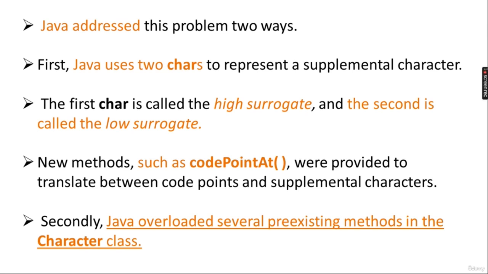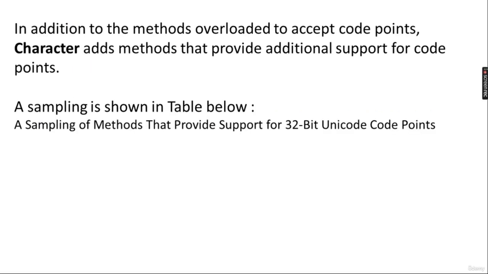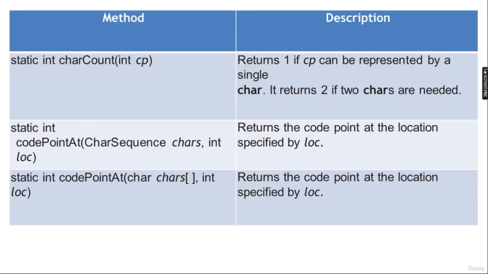Secondly, Java overloaded several pre-existing methods in the Character class. In addition to the methods overloaded to accept code points, Character adds methods that provide additional support for code points. A sampling is shown in the table. Static int charCount(int cp) returns 1 if cp can be represented by a single char. It returns 2 if two chars are needed.